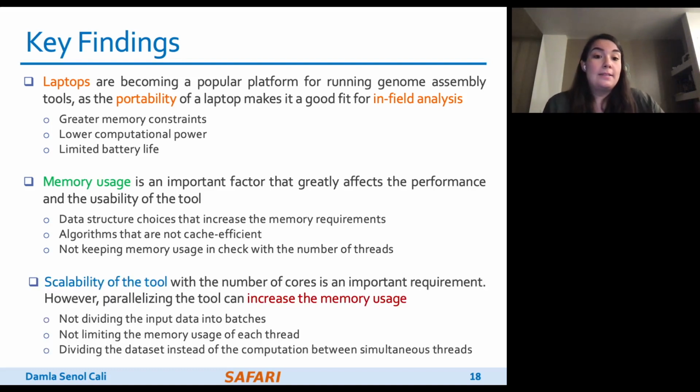And third, as expected, again, scalability of the tool with the number of cores or threads is a very important requirement, because we are dealing with very time-critical analysis here. However, we also observe that parallelizing the tool can increase the memory usage. So when we don't divide input data into batches, or when we don't limit the memory usage of each thread, or when we divide the data set instead of the computation between simultaneous threads, then we are affecting the scalability of the tool, also ending up with an increase in the memory usage.